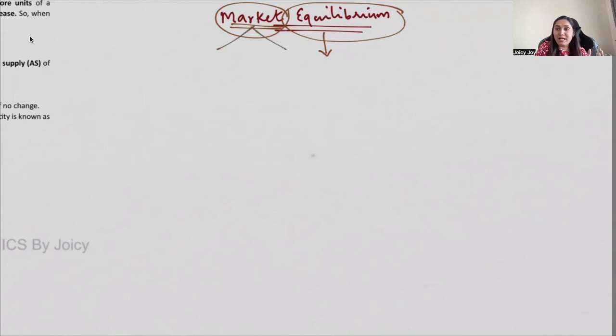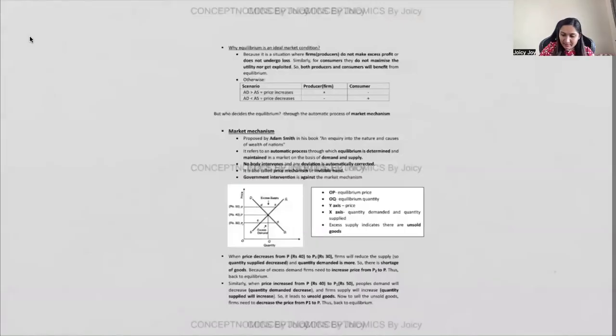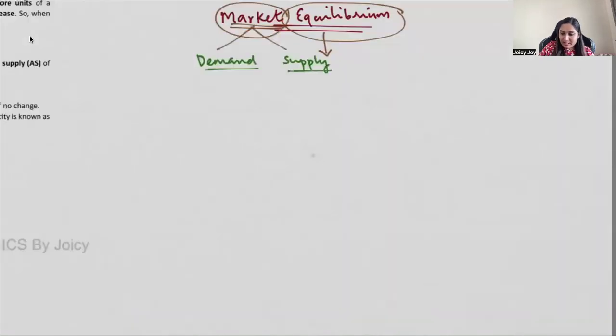So when we hear the term market, what are the two elements that combine together to make a market? It is nothing but the demand and the supply. Demand and supply together, we call it the market. Now, market equilibrium is a situation where the aggregate demand, that is the overall demand in the market, is equal to the aggregate supply in the market. This situation is called market equilibrium.